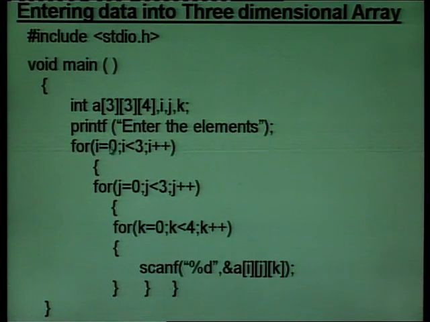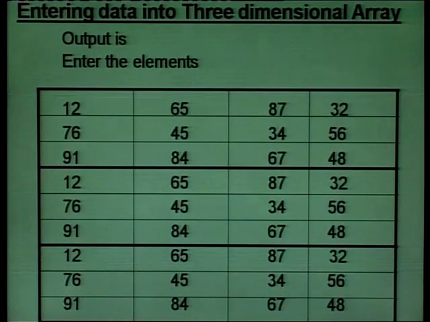We just start the loops in a multi-dimensional way. Here firstly we declare the 3 sets, then we declare the 3 rows, and after that we declare the 4 columns. We enter total elements 3 into 3 into 4. So 36 elements are entered into the multi-dimensional array. The number of elements we scan here is total 36 elements, and the various elements are 12, 65, 84, 87, 32 and it goes to 67, 48.